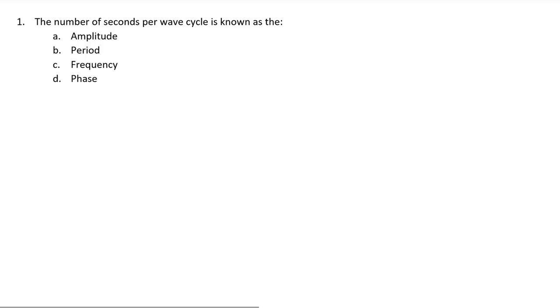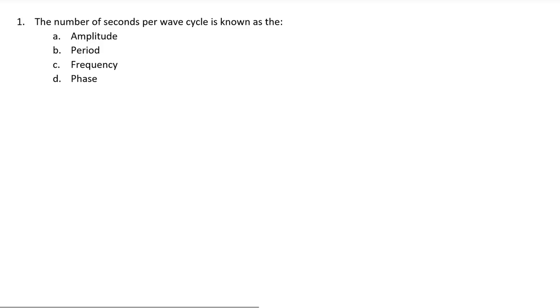The first question is testing our knowledge on various wave properties. It is asking what is the number of seconds per wave cycle better known as? Is it amplitude, period, frequency, or phase? This question can be answered even without knowing the precise definitions of each of these quantities. We are asked to find the quantity that is the number of seconds per wave cycle. A wave cycle, of course, has no units, and therefore the number of seconds per wave cycle is simply going to have units of seconds.